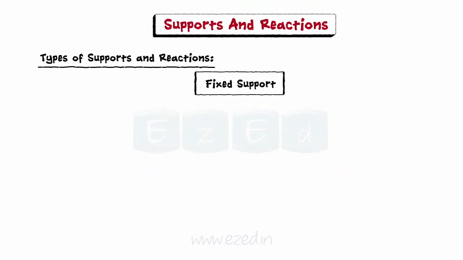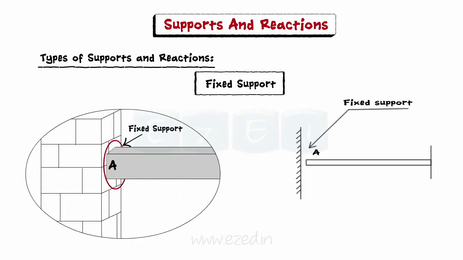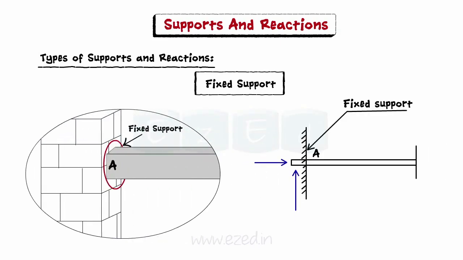A fixed support neither allows any linear motion nor any rotation. Consider the fixed support which connects the bar to the wall at A. A fixed support offers a force reaction which can be split into a horizontal component HA and vertical component VA, and also a moment reaction MA.